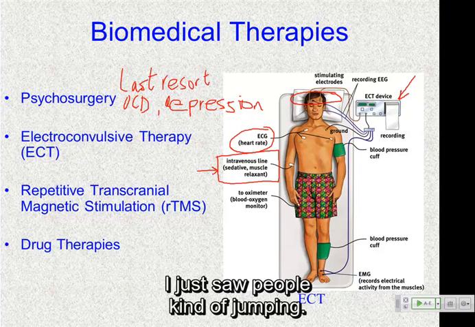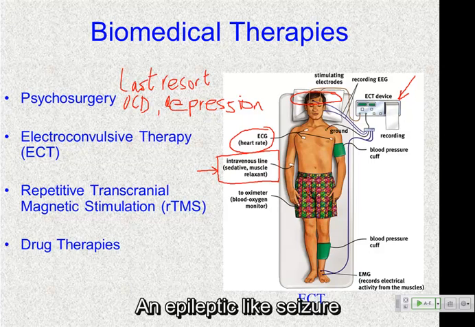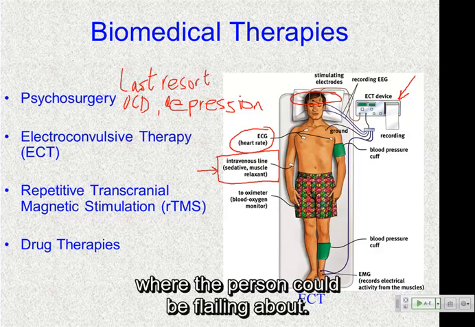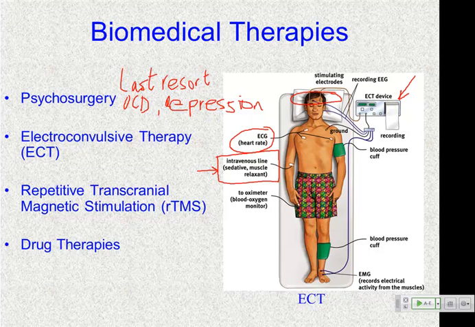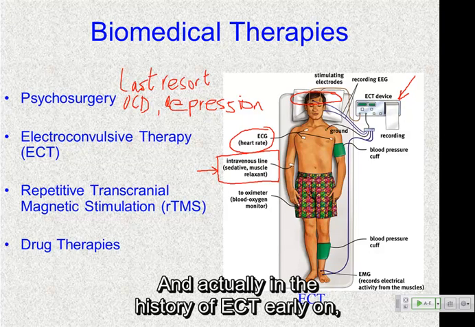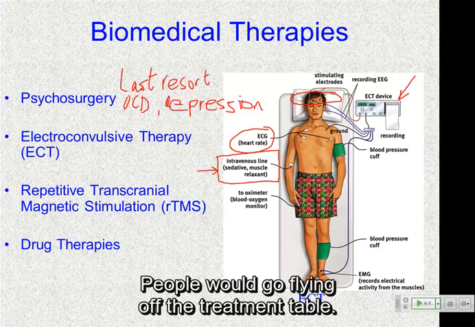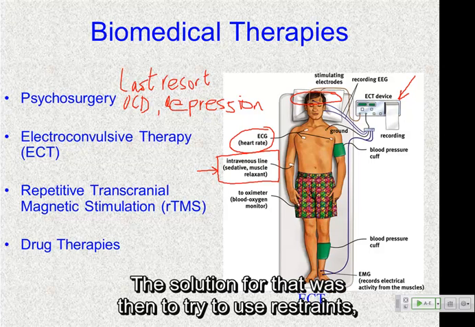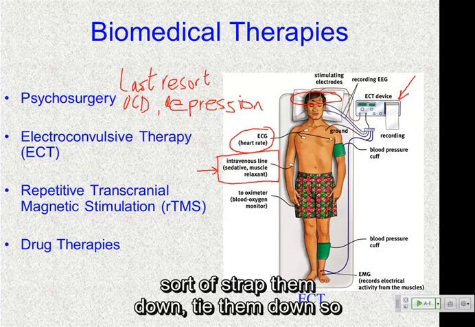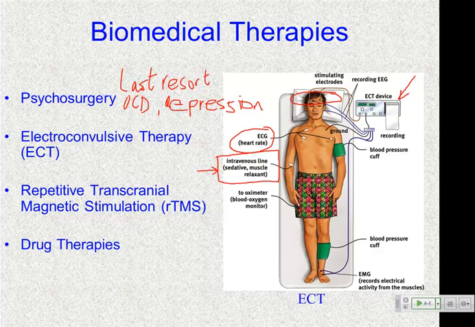I just saw people kind of jumping, right? An epileptic-like seizure where the person could be flailing about. And actually in the history of ECT, early on, they didn't realize the power of the flailing around that would occur. People would go flying off the treatment table. Okay? The solution for that was then to try to use restraints. Let's sort of strap them down, tie them down, so that they won't go flailing off the table.